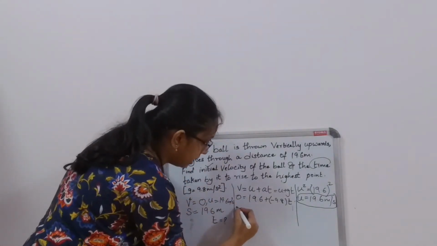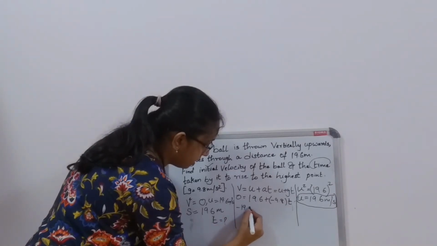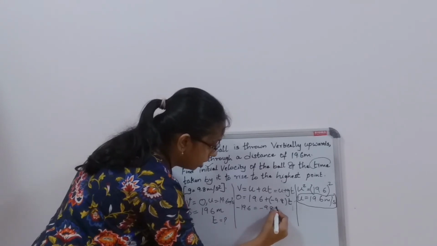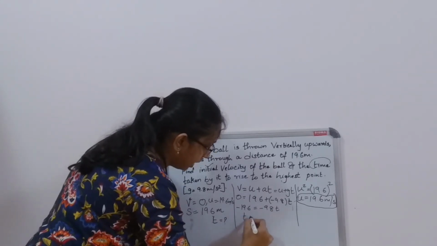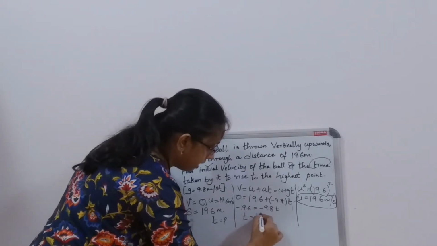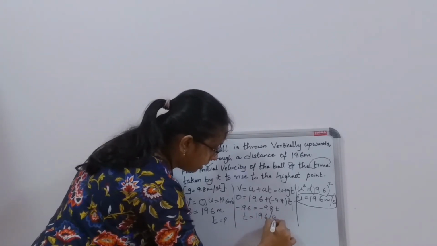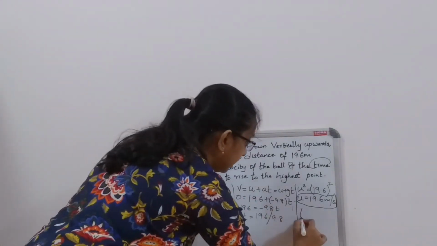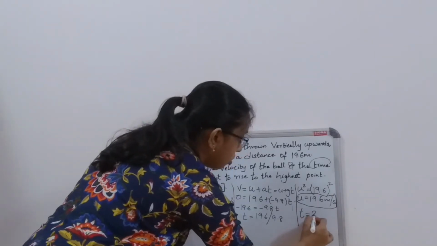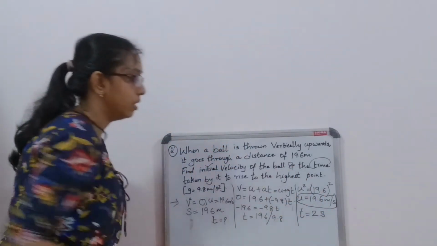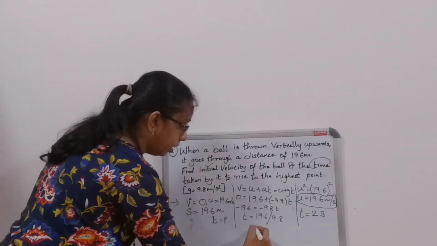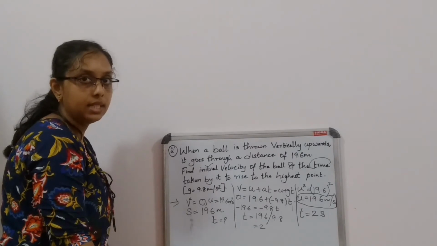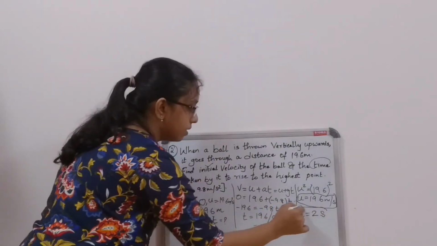So taking the 19.6 this side, it becomes a negative value, minus 19.6 into t. Negative sign gets cancelled on both the sides. 19.6 divided by 9.8, from which we will get the value t as 2 seconds. Understood? So now we got the value for the time taken. t is equal to 2 seconds.